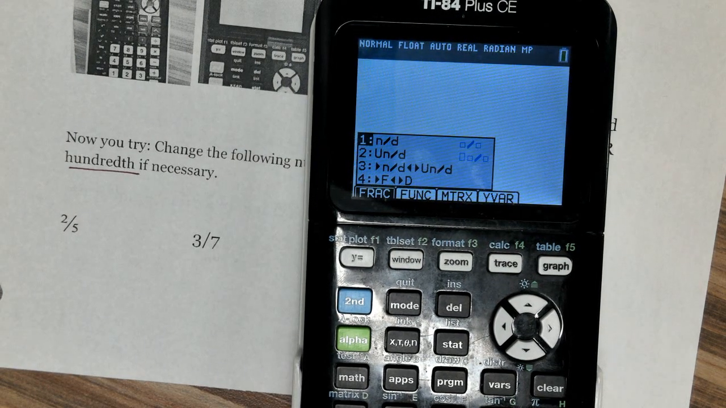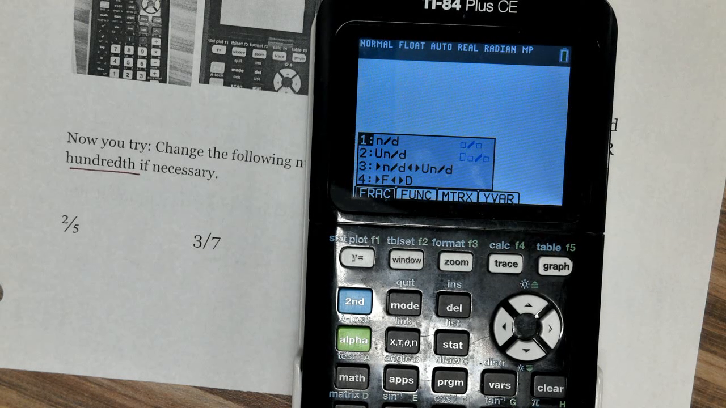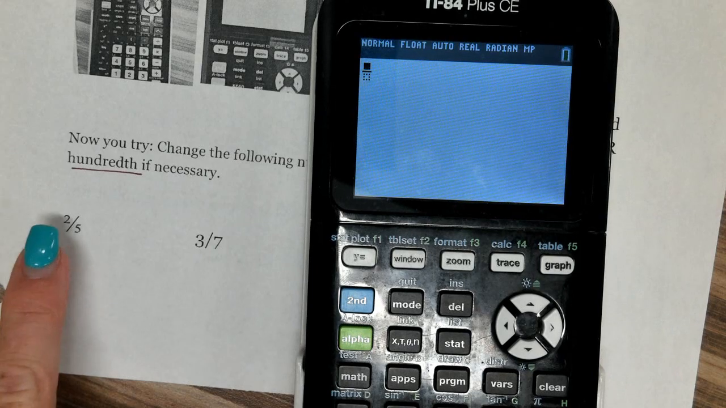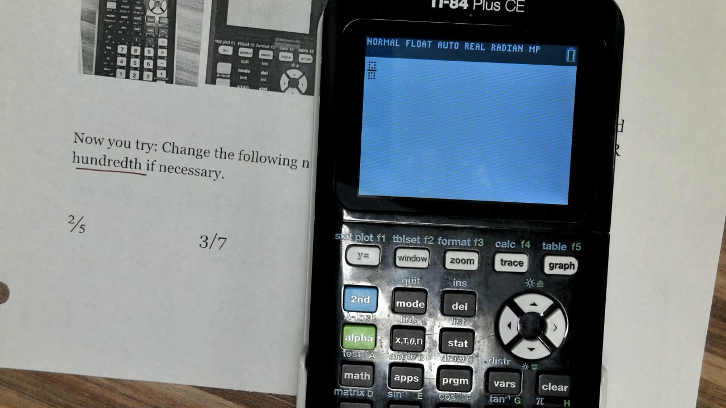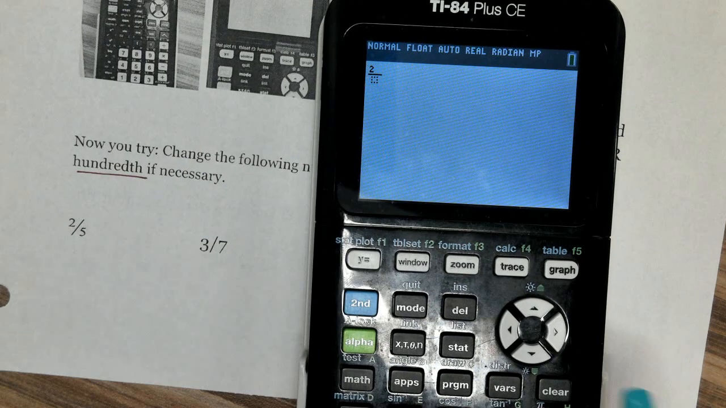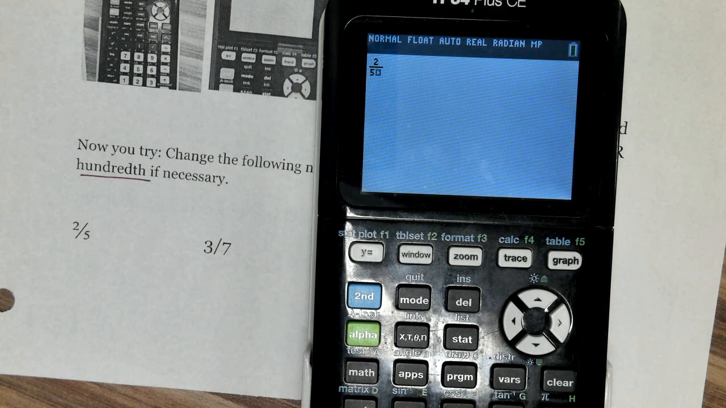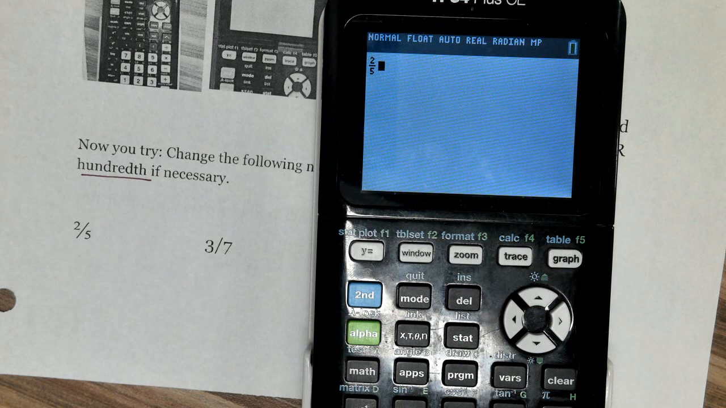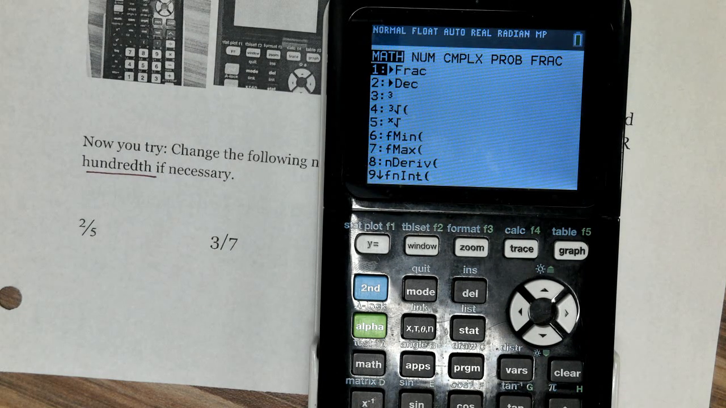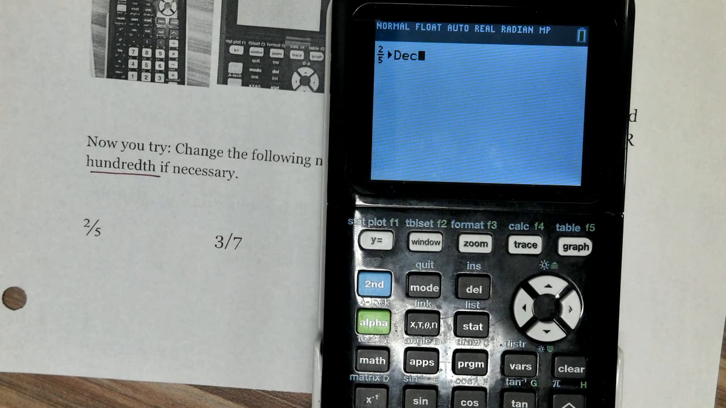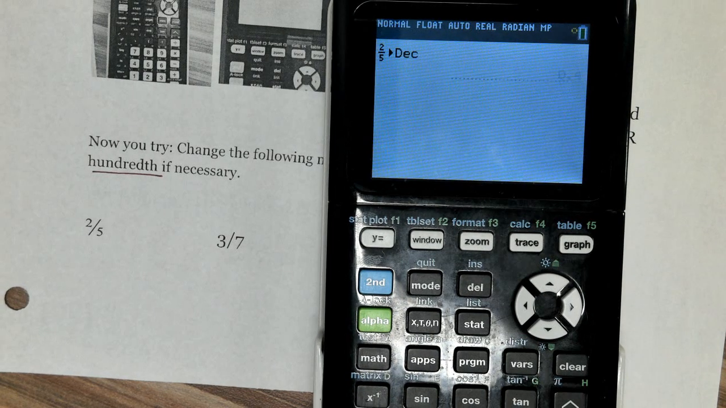Why? Because I only need to put in a numerator and a denominator, so number on top and number on bottom. I'm going to type in 2/5. So I put 2 on top and then arrow down, put 5 on bottom. I cannot leave my cursor there, it won't work, so I have to arrow out of there. Now what button makes it a decimal? Math. Which option for decimal? 2. And now what? Enter. And there's your answer.